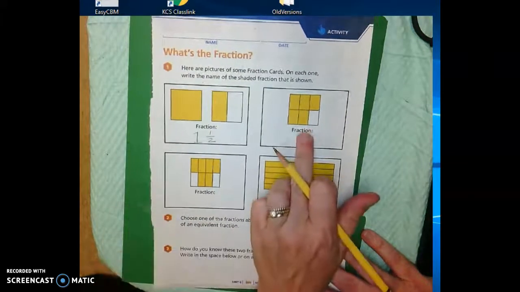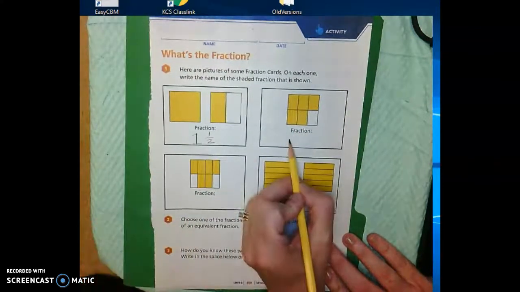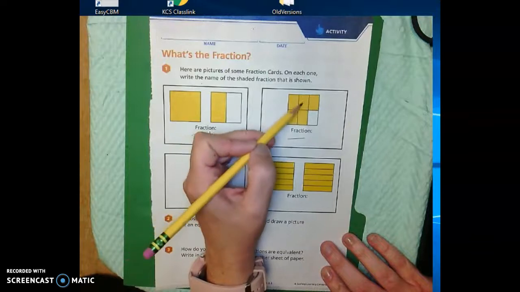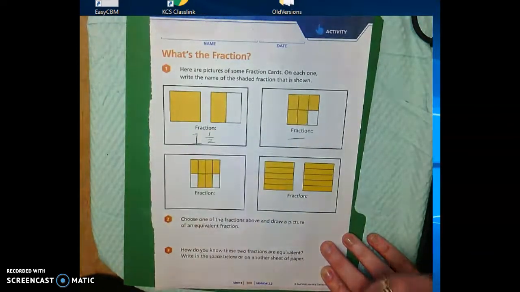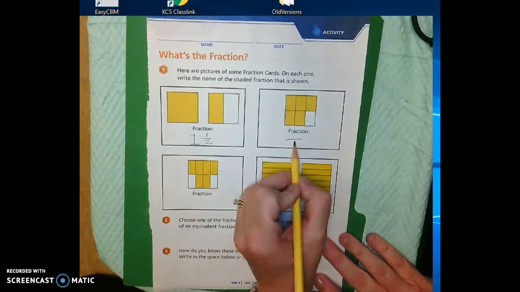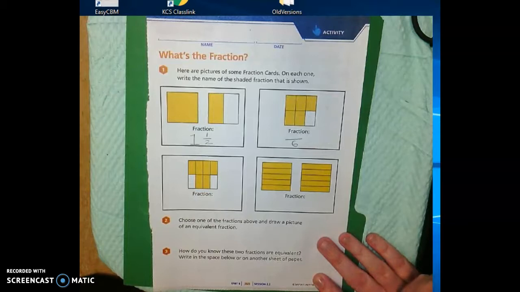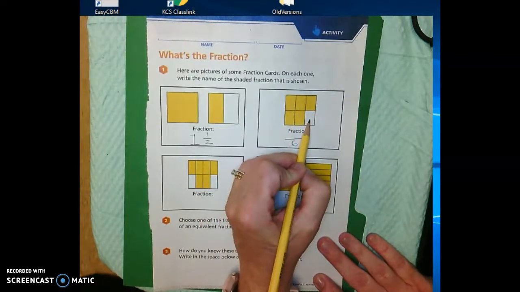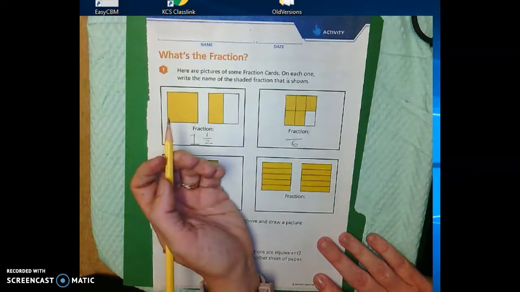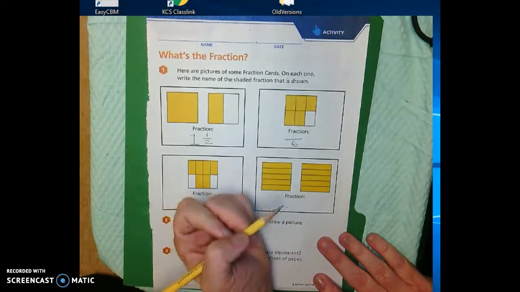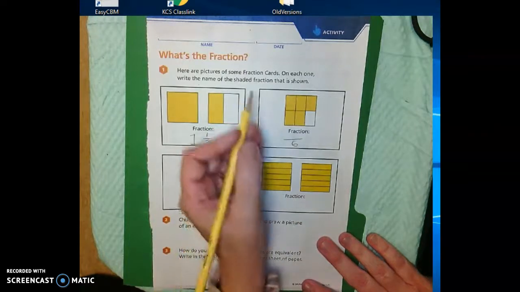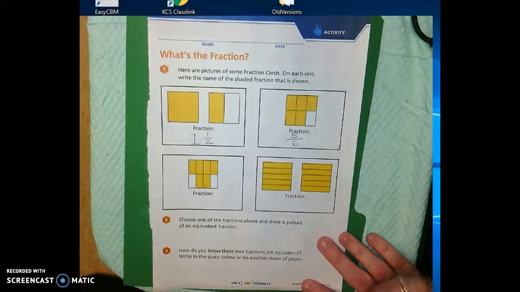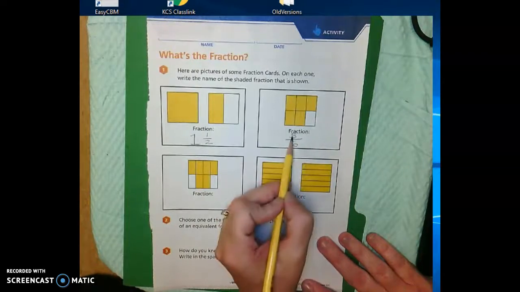All right, let's go to the next one. Let me first count up how many equal pieces my fraction has, my whole has. So I have 1, 2, 3, 4, 5, 6. So I know that I put my 6 on the bottom because it's my denominator. And my denominator tells me how many equal pieces, how many total equal pieces make up the whole. Now, I've got to figure out what my top number or my numerator is. How many pieces are shaded in? 1, 2, 3, 4, 5. So my numerator is 5. And we say this fraction as 5/6.